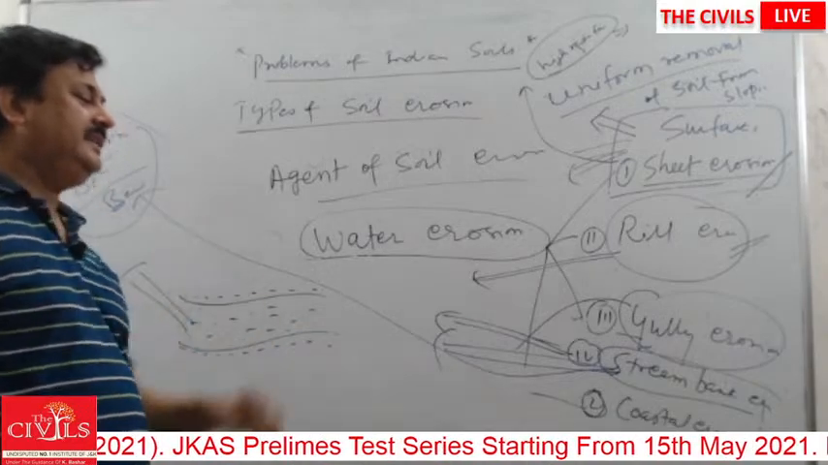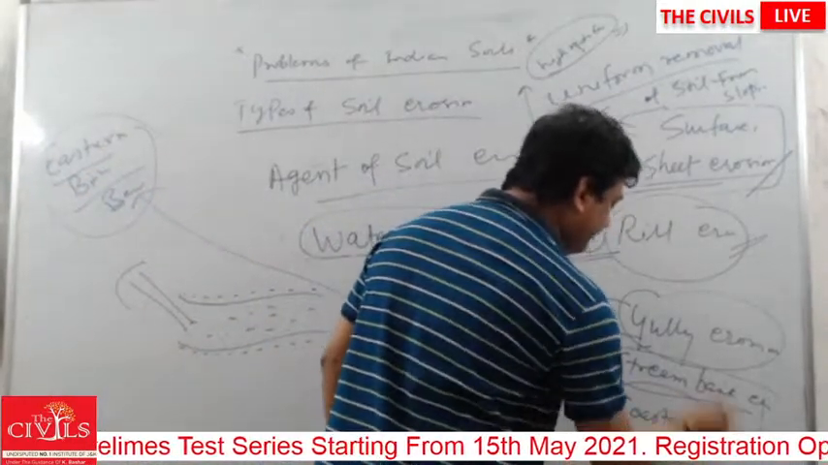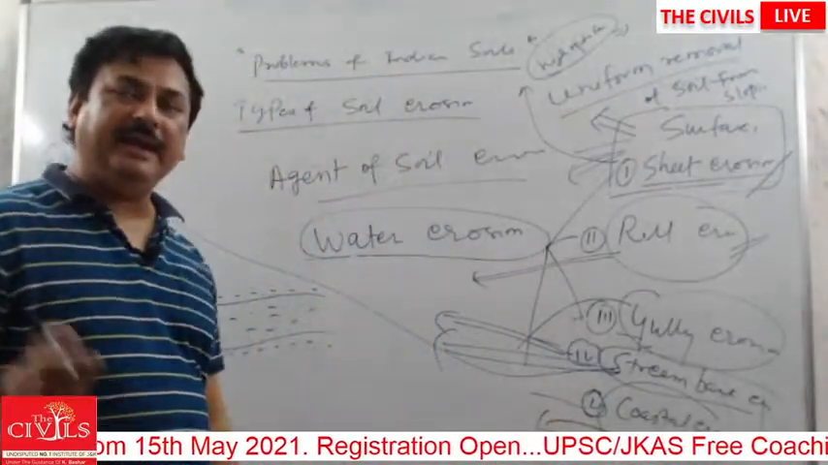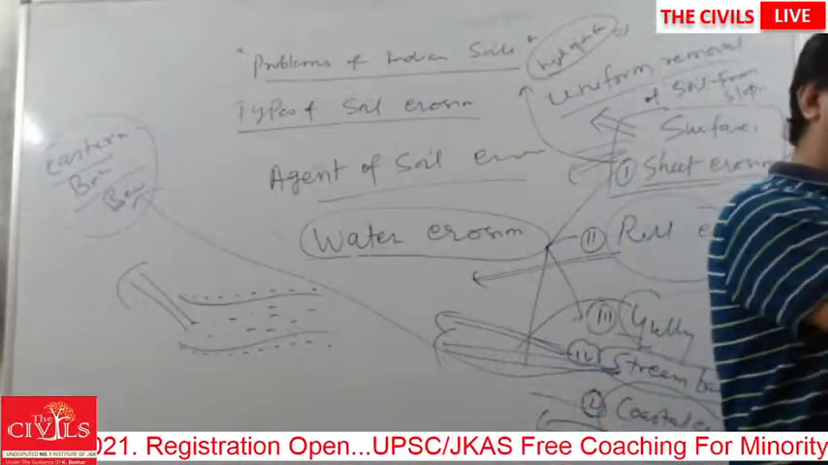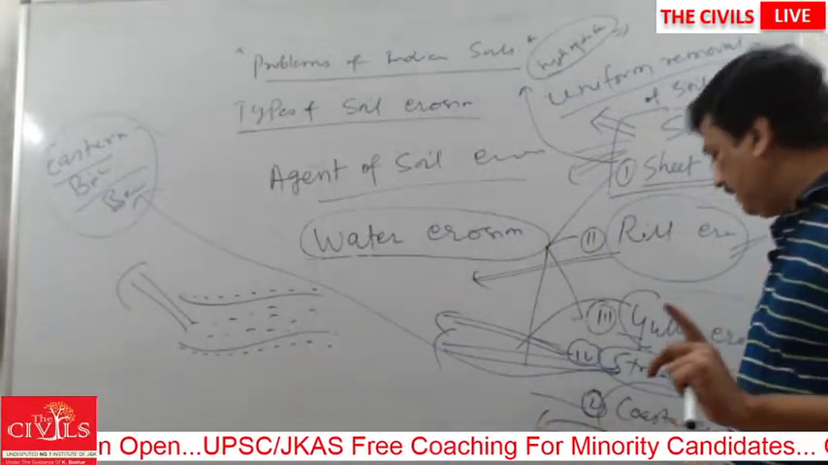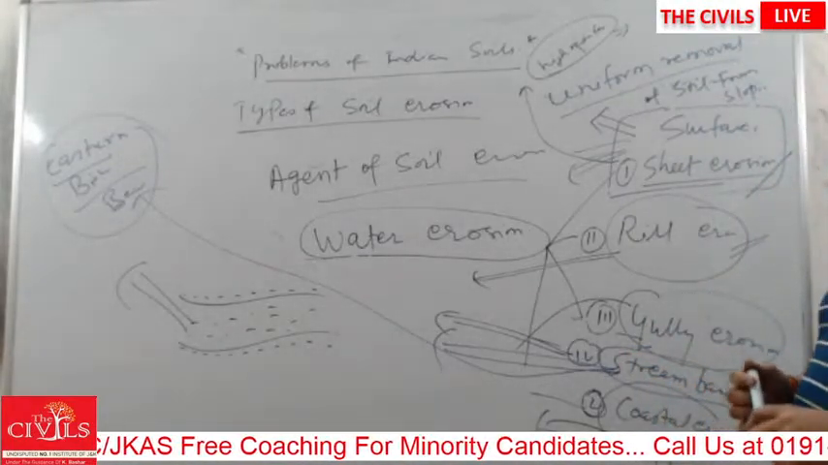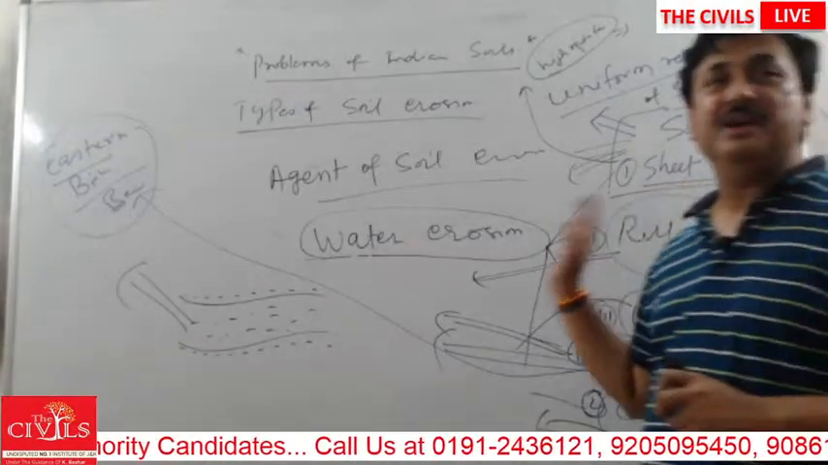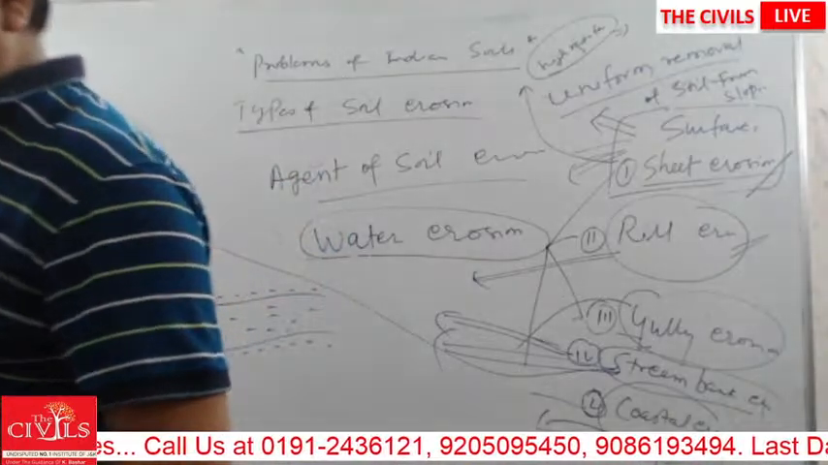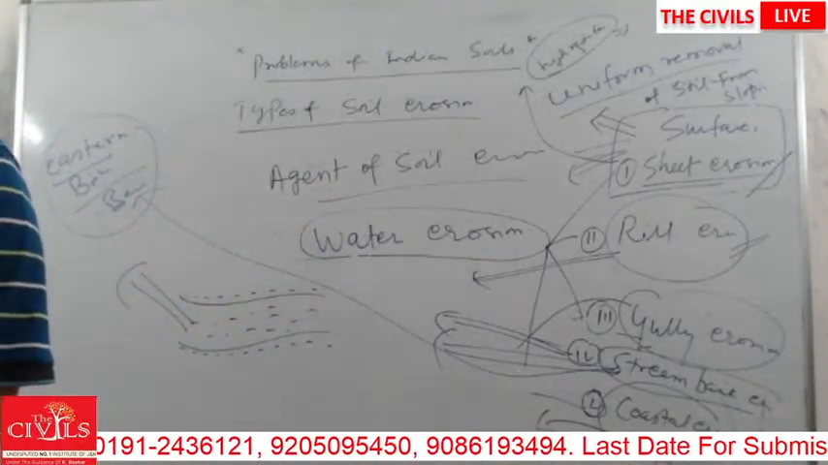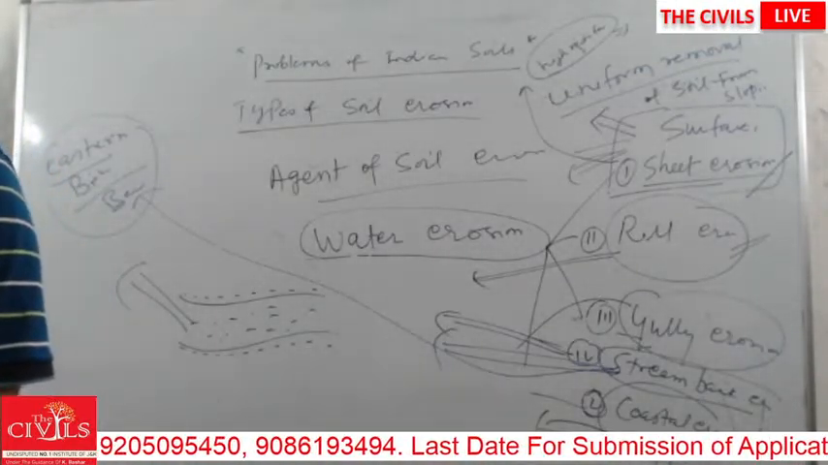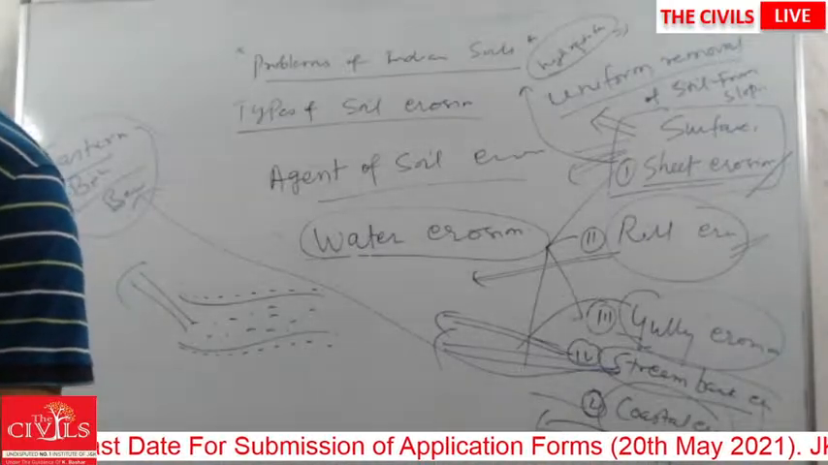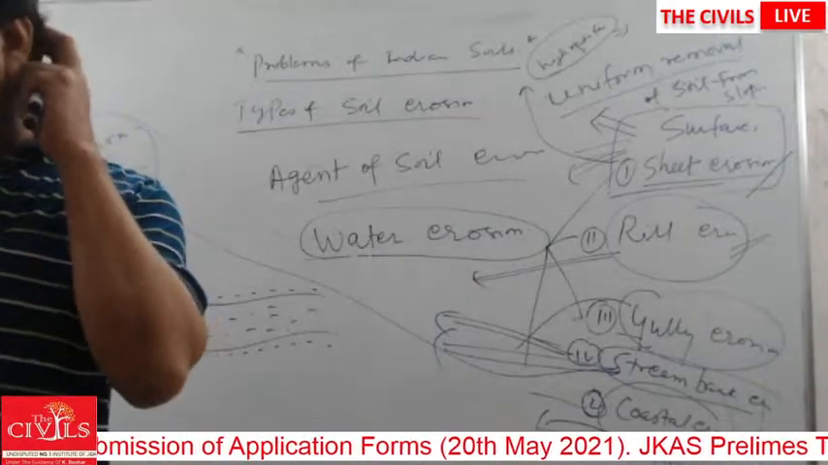Stream bank erosion, and the last is coastal erosion. Coastal erosion takes place in coastal areas by sea waves, tides, ocean currents, etc. So these are the types of water erosion. Sheet erosion is known as the slow death of the farmer. This was the question: which erosion is known as the slow death of the farmer? I hope it is clear. Gully erosion is also found in Tamil Nadu, Maharashtra.